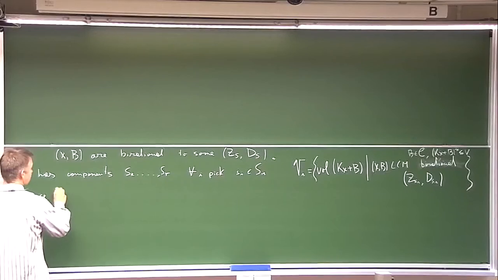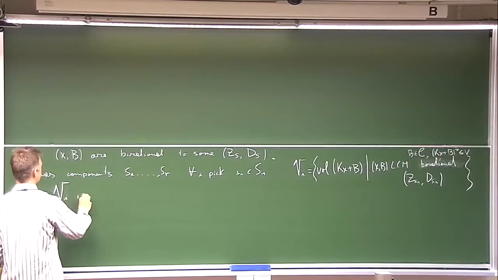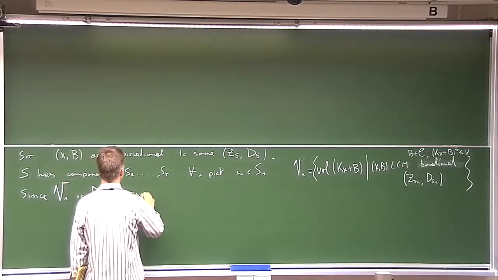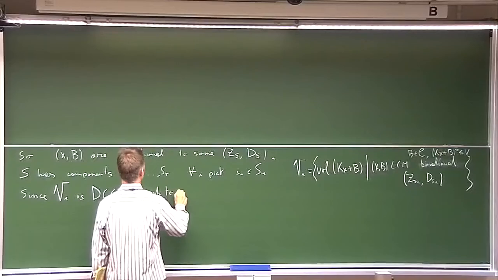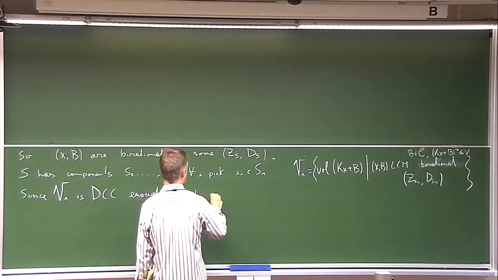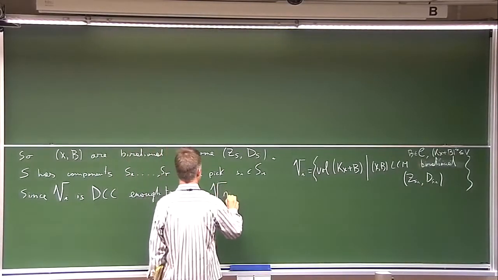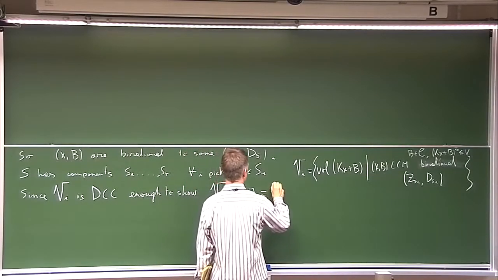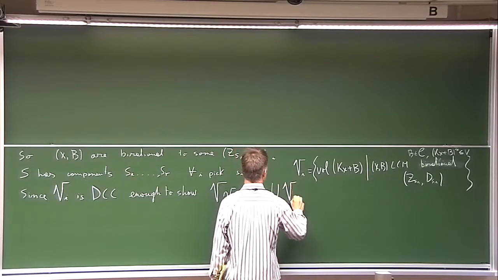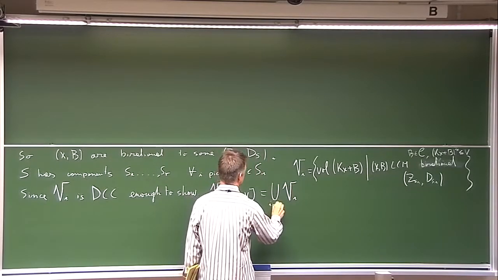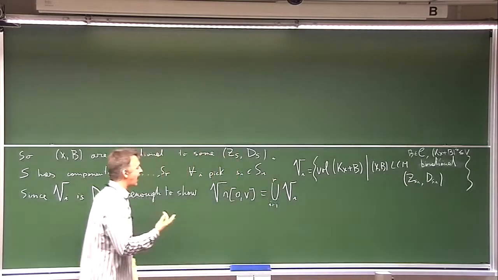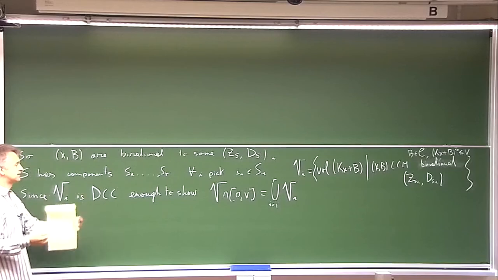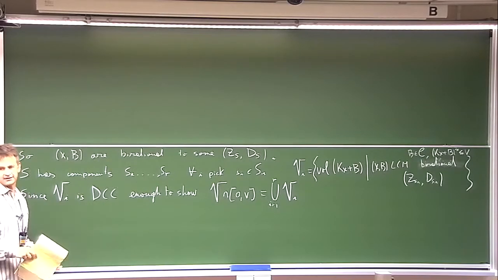Since we know that each of these Vi satisfies the descending chain condition, it's enough to show that this set V intersect 0 to little v is actually equal to the union of the sets Vi, for i equals 1 to r. Because any finite union of sets that satisfy the descending chain condition also satisfies the descending chain condition.